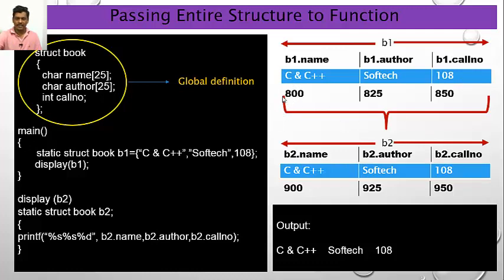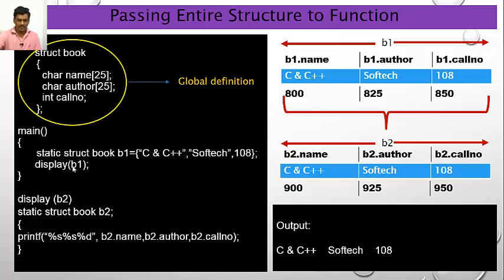For example, we assume the starting address of that structure b1 is 800. So the first is 800 to 824, totally 25 bytes. Then b1 dot author starts with address 825. So it's 825 to 849, which is 25 locations. Then b1 dot call number starts with 850 because it is an integer, 850, 851. The address of b1 dot call number is 850. So it allocates continuously. Then it initializes the values in the appropriate elements: C and C++ for b1 dot name, softtext for b1 dot author, 108 for b1 dot call number.